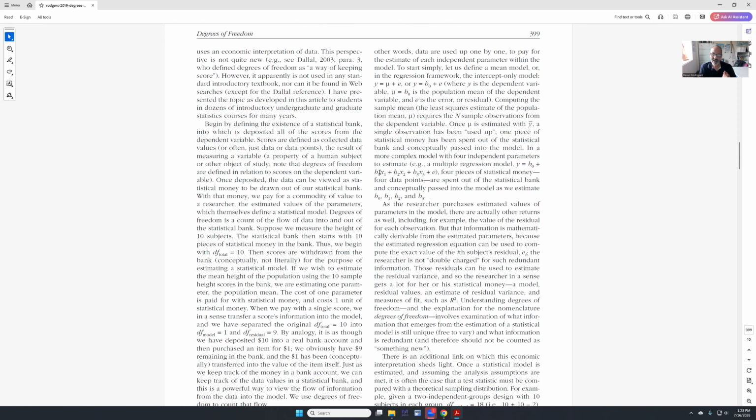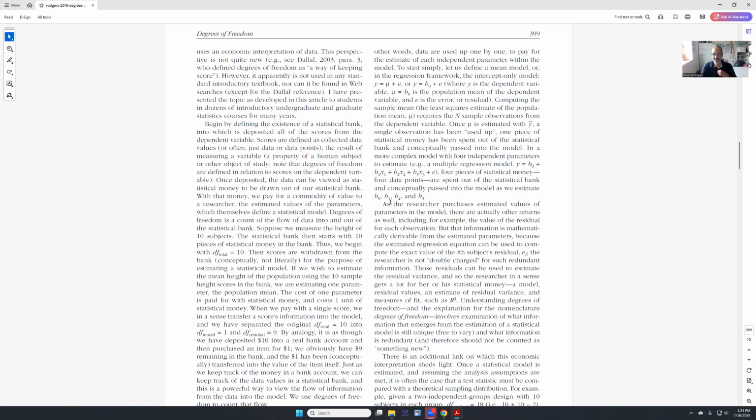So now we need to withdraw another $1 from this data bank, right? So we're going to use another individual basically to calculate that. So now we have spent 2 degrees of freedom in order to calculate these two statistics to estimate those two population parameters. So then we have $48 left in the bank. So a couple of things about that. So we've used 2. It means we have 48 left. What are we going to do with those 48?